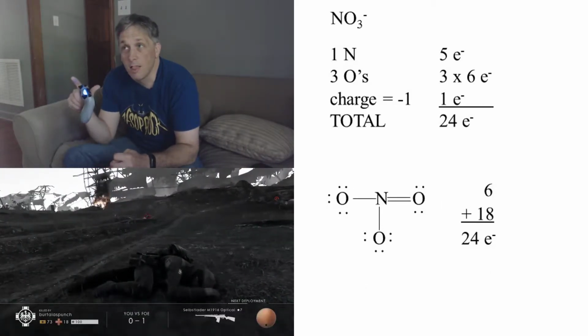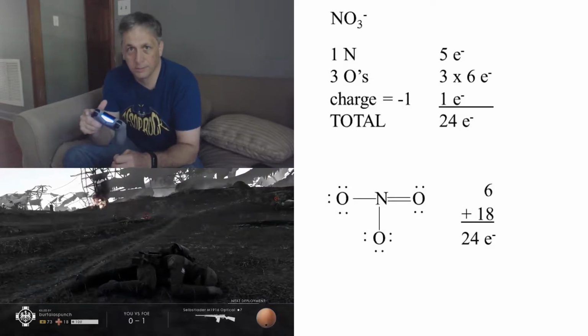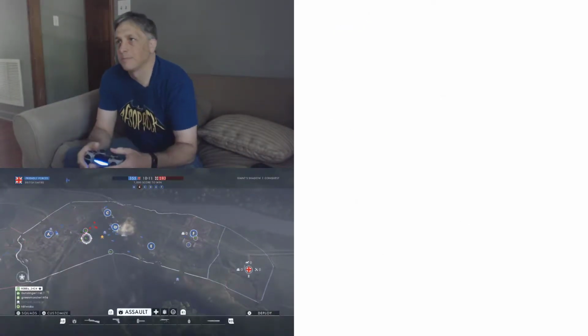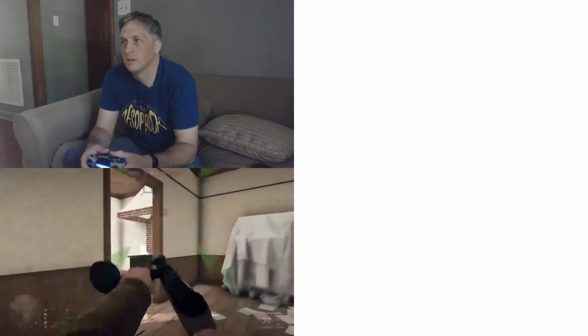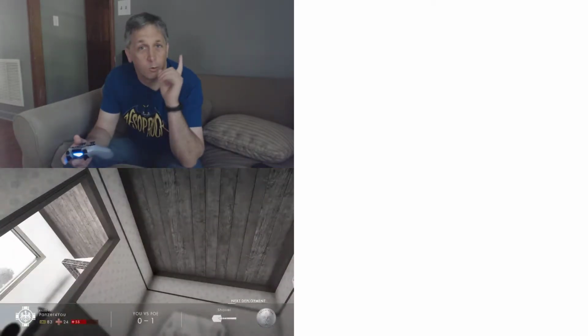Oxygen still has its 8 electrons, but now nitrogen also has 8. And so now everybody has their octets, so everybody's happy. Now let's look at one more.